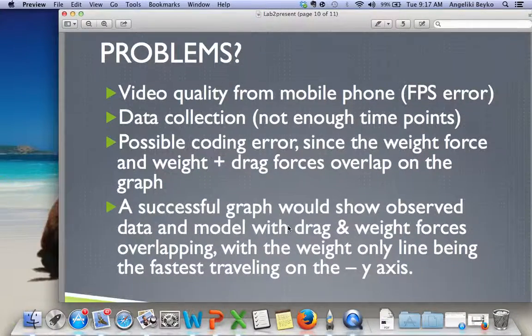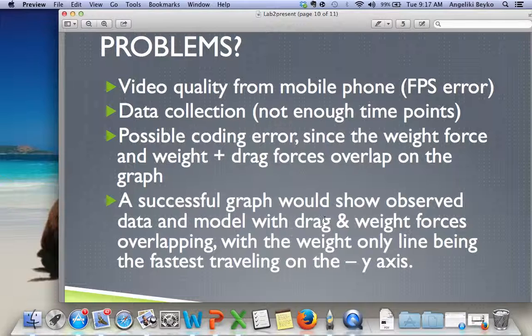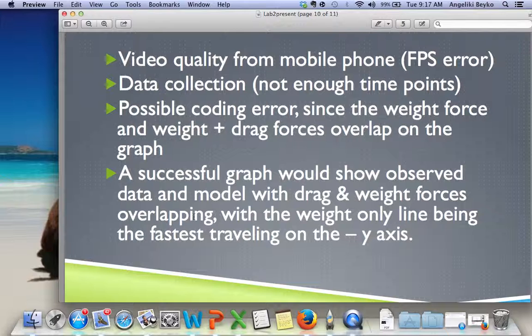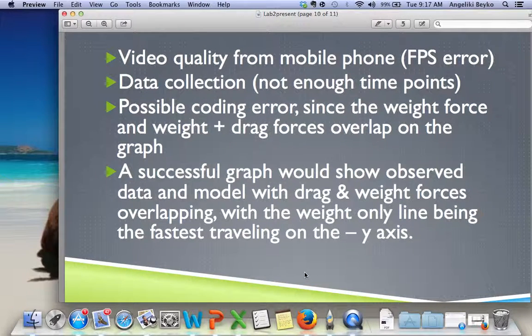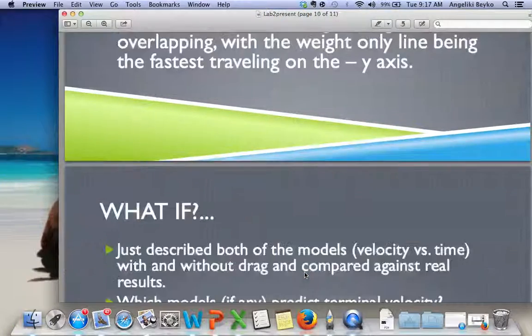So problems: it could have been the video quality from the mobile phone. Perhaps there was an issue with the frames per second. Perhaps I didn't collect enough time points for the data collection. There could have been a coding error, since the weight force and the weight plus drag forces overlap on the graph. A successful graph would show observed data and the model with drag and weight forces overlapping, with the weight only line being the fastest traveling on the negative y-axis.